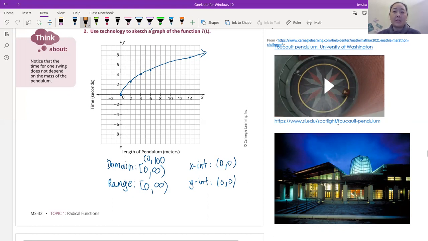This website right here has more information about pendulums. Quite interesting. Too bad you can't just click on that. But here we go. Basically, there's usually a heavy ball at the end, and it just goes back and forth. This is actually how they proved that the Earth rotated instead of not rotating. If you're curious about that, you could read about it.